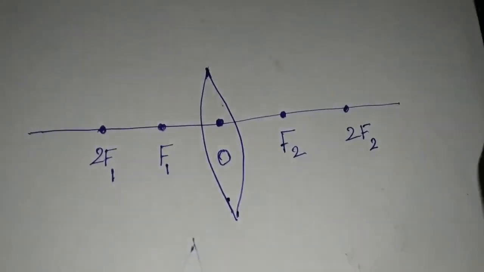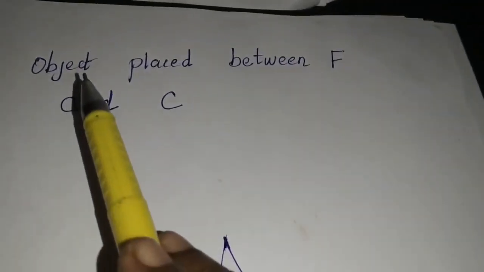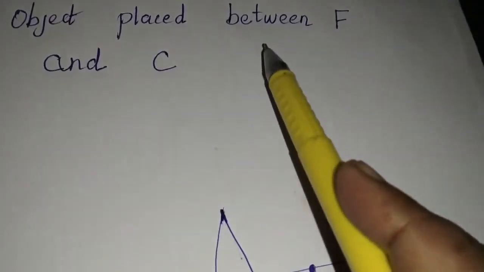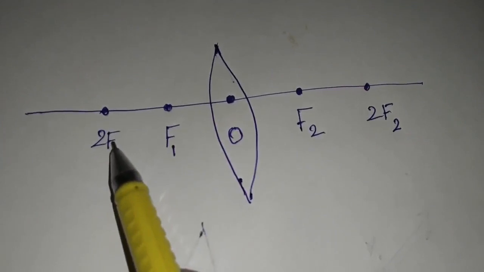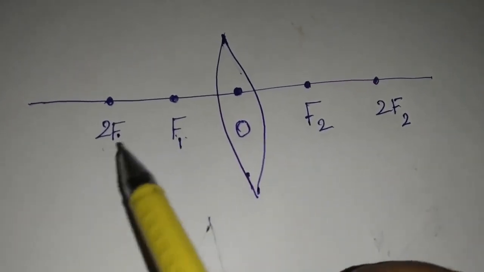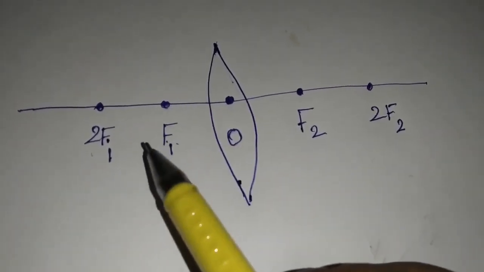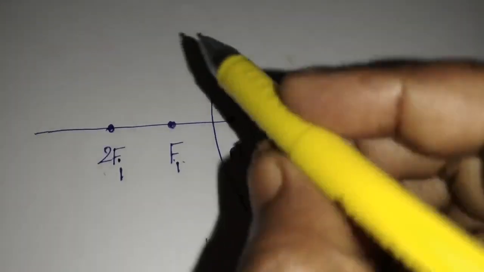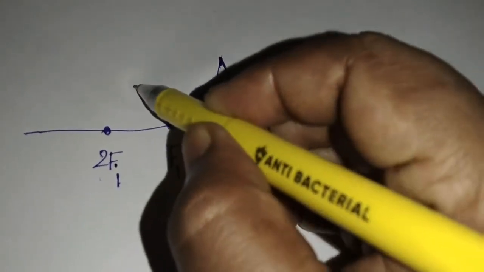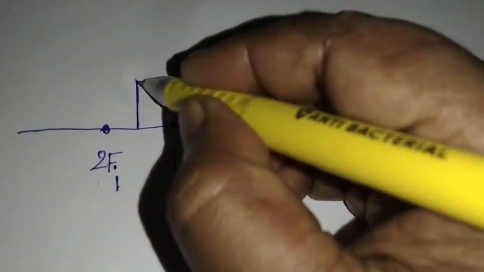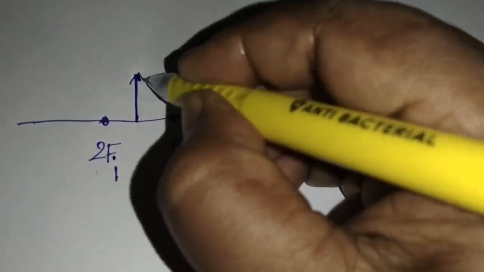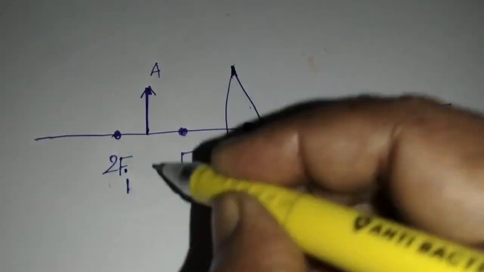So this is the first step. Now we are going to place the object between F and C. So this is the F and C on the left side of the convex lens. Consider AB. AB is the object.